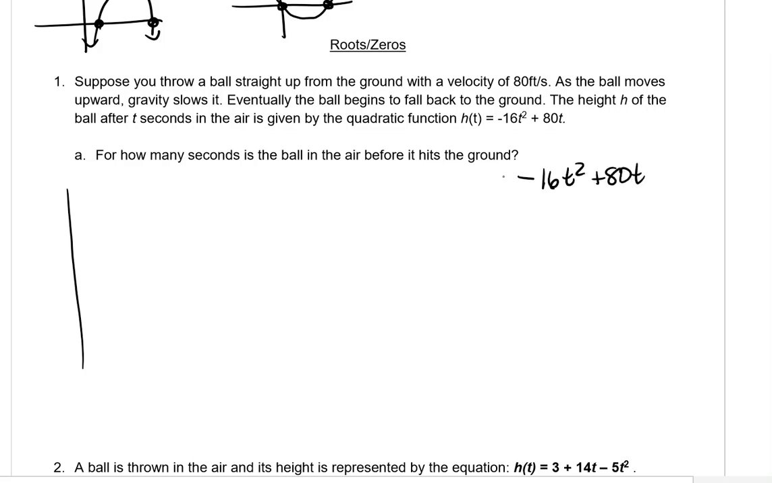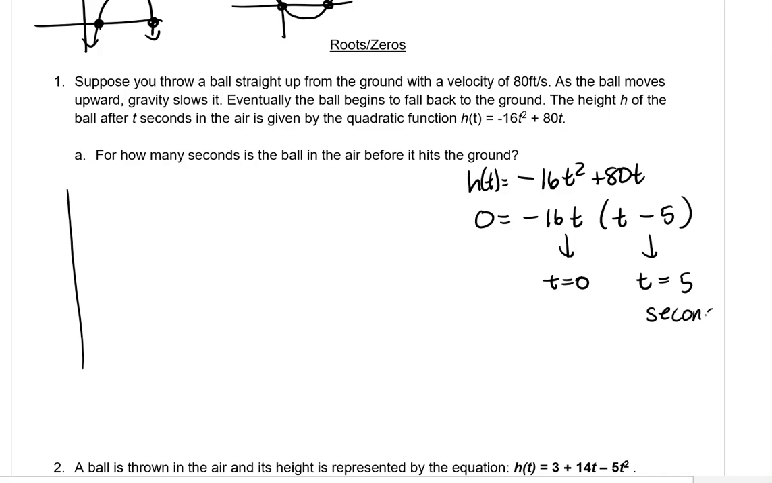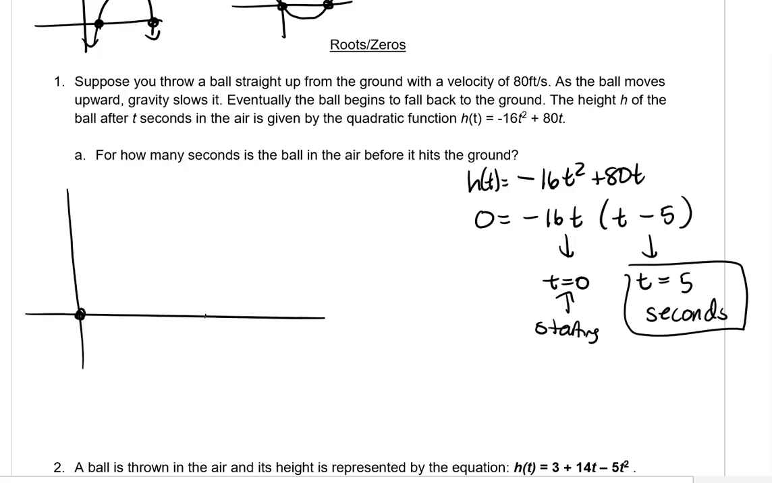If I factor this, it's equal to 0. I can factor out a negative 16 and let the t minus 5. And so t is equal to 0 or t is equal to 5. All this in 5 seconds, because this is that starting value. So what's happening, I'm starting at 0 and after 5 seconds.